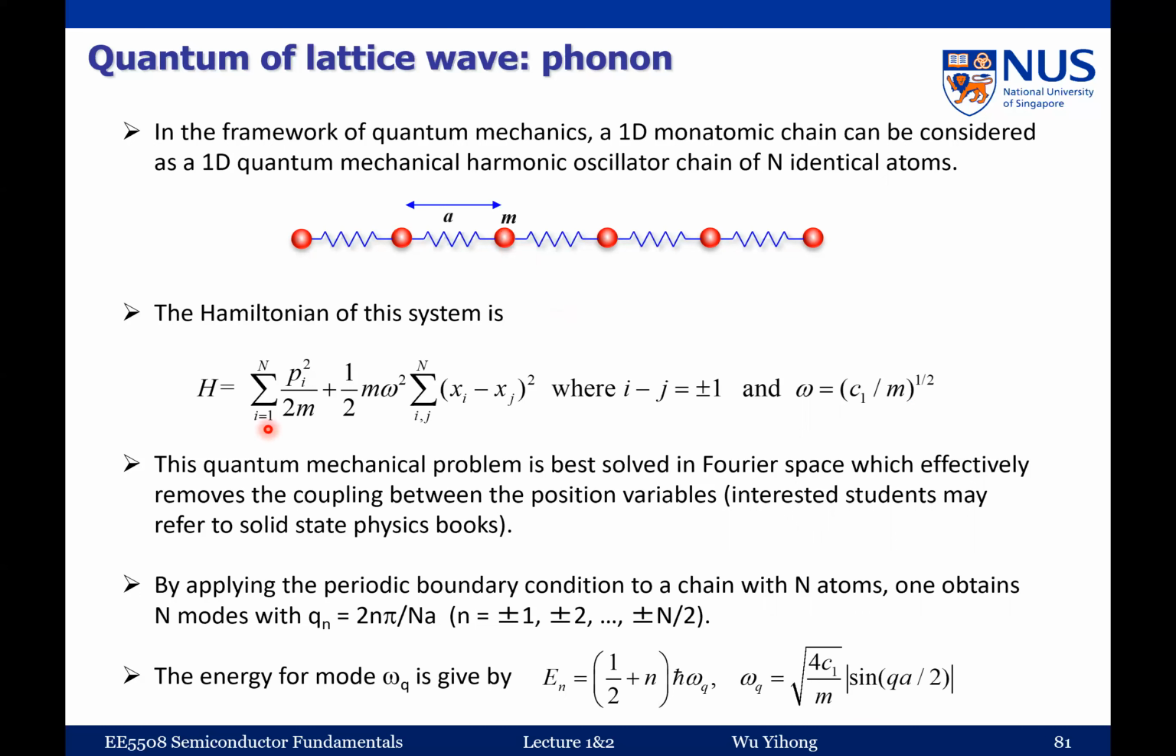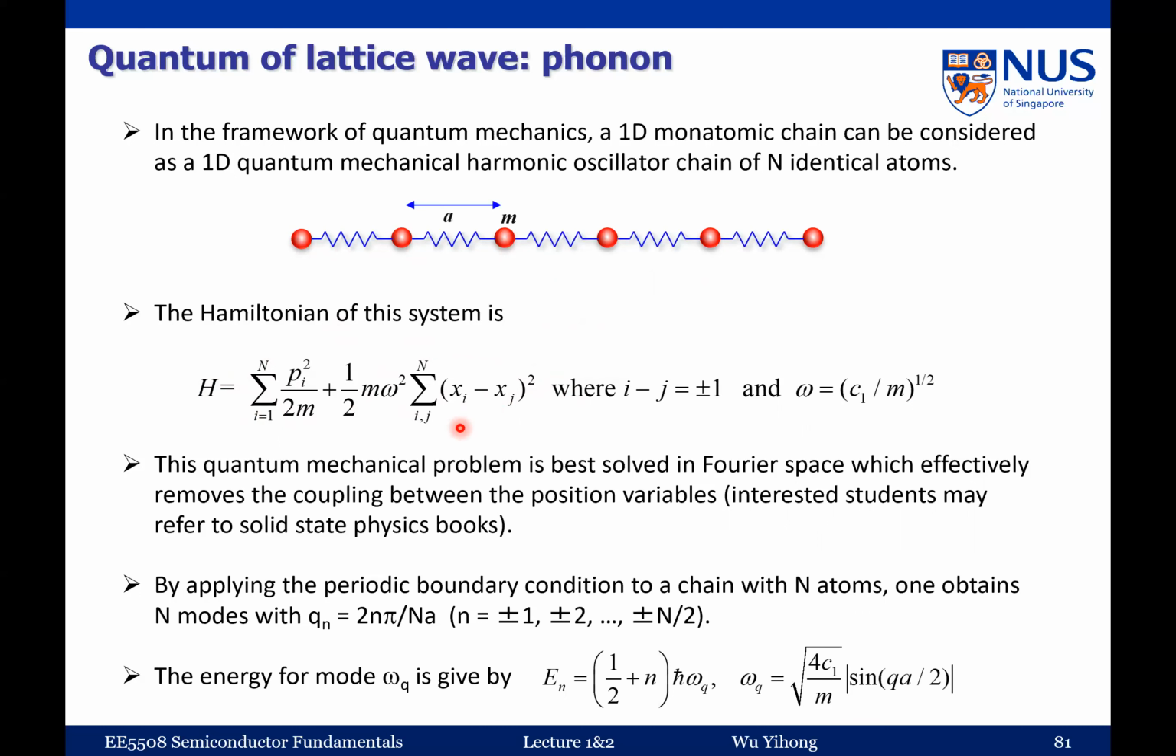Now, since in this monatomic chain we have many atoms, we just need to add them all together. So this will be the Hamiltonian. If you use this to act on the wave function, you get another function which is proportional to the wave function, and the proportionality coefficient will be the energy. If you solve it, it's very much involved.